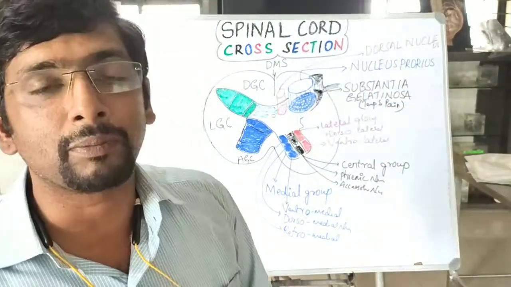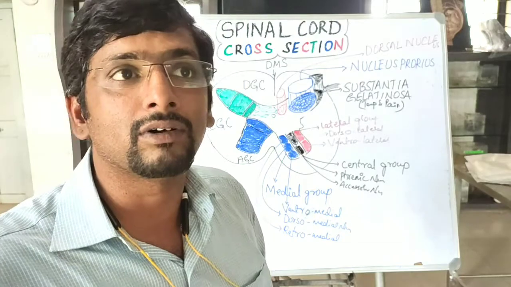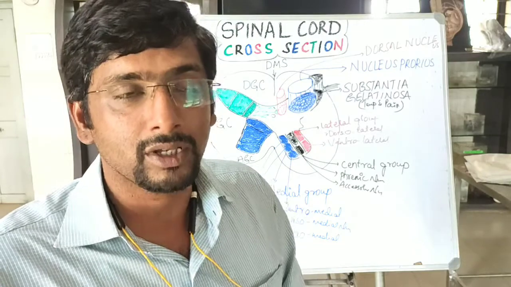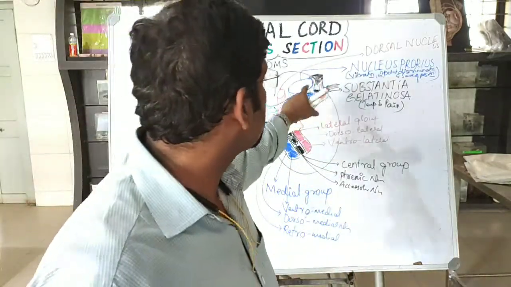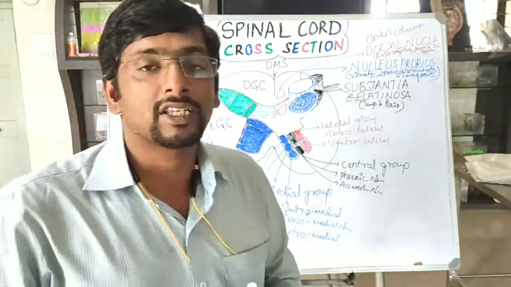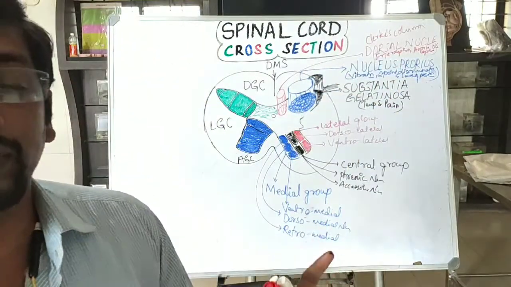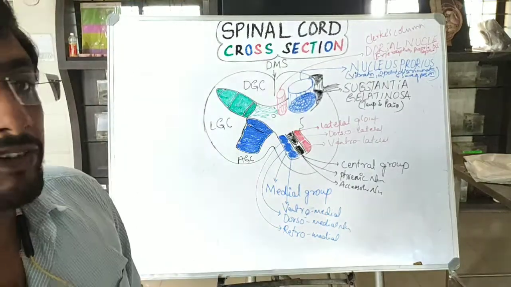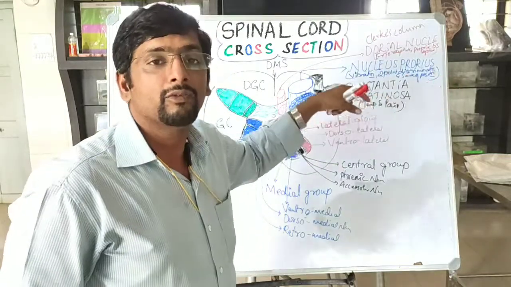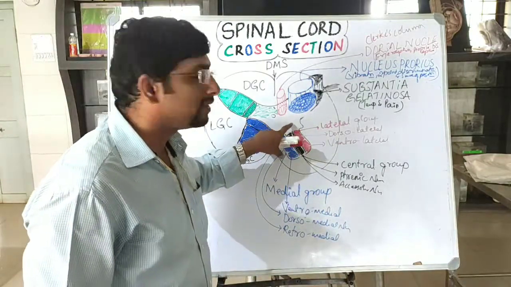This nucleus proprius has cell bodies related to fibers carrying modern sensations like vibration, two-point touch discrimination, and sense of position. The next one is the dorsal nucleus, also called Clarke's column. Exteroceptives and some part of the proprioceptives are related with the dorsal nucleus of the gray column. So what we have left out: this is about the GSE and these are about the GSA. Now we have left the GVE and GVA components which are present here.